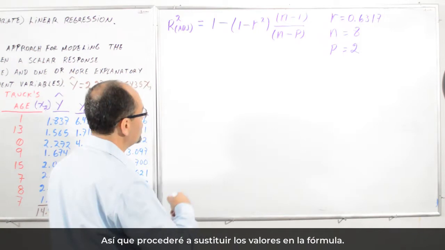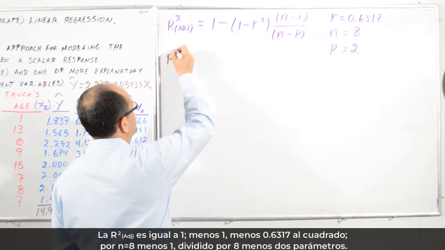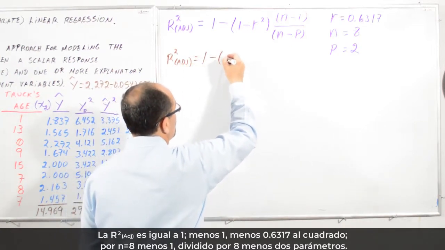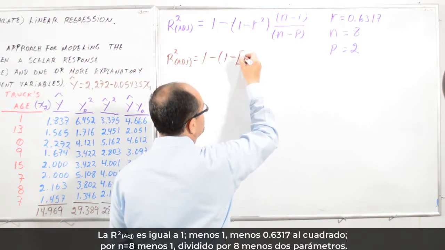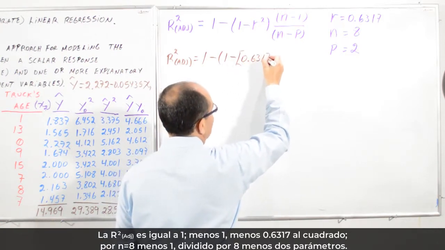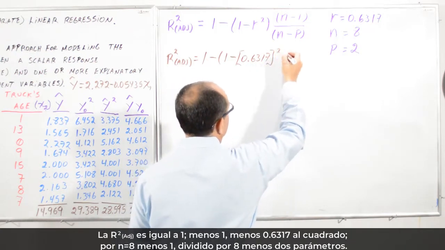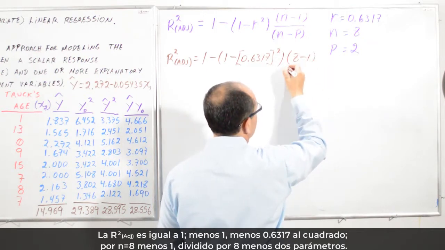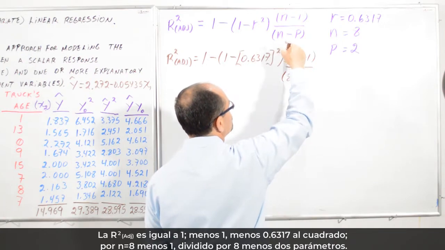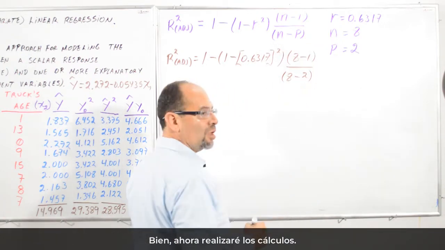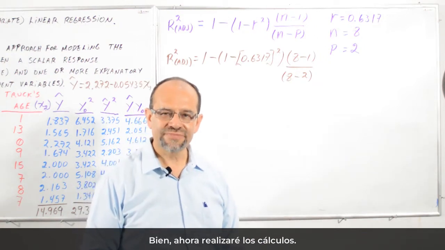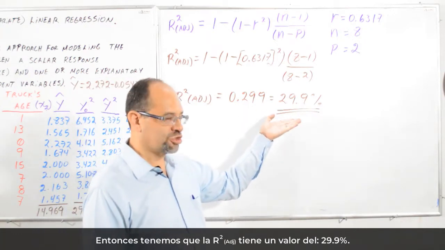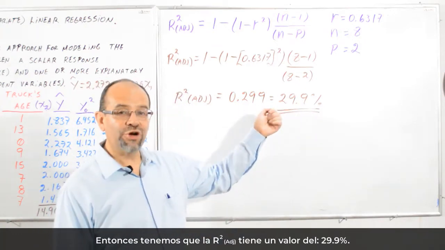Then all what I have to do is to use that formula. The R-squared adjusted is equal to 1 minus 0.6317 squared times 8 minus 1 divided by 8 minus 2 parameters, 2. Okay, I'll do the calculations. Here we are having our R-squared adjusted, which is 29.9%.